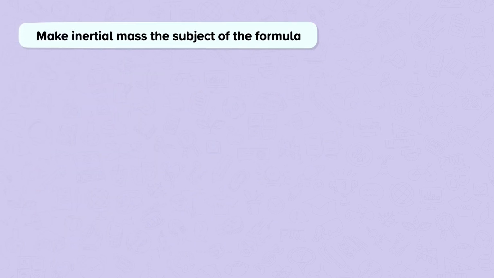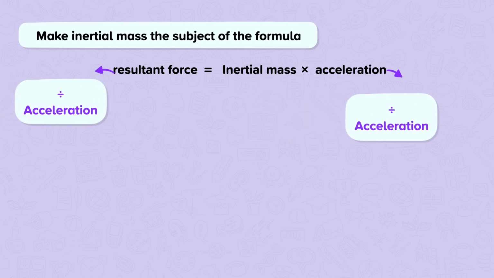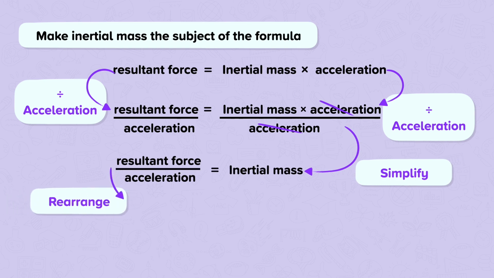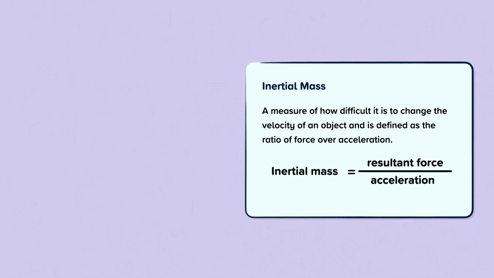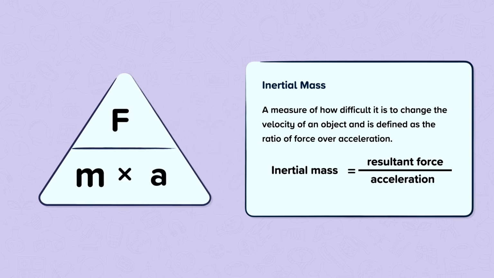We can make inertial mass the subject of the formula. We state our formula: resultant force is equal to inertial mass times acceleration. We divide both sides by acceleration, so that acceleration cancels out on the right-hand side of our equation. We simplify and rearrange, and we are left with inertial mass is equal to resultant force divided by acceleration. Inertial mass is a measure of how difficult it is to change the velocity of an object and is defined as the ratio of force over acceleration.